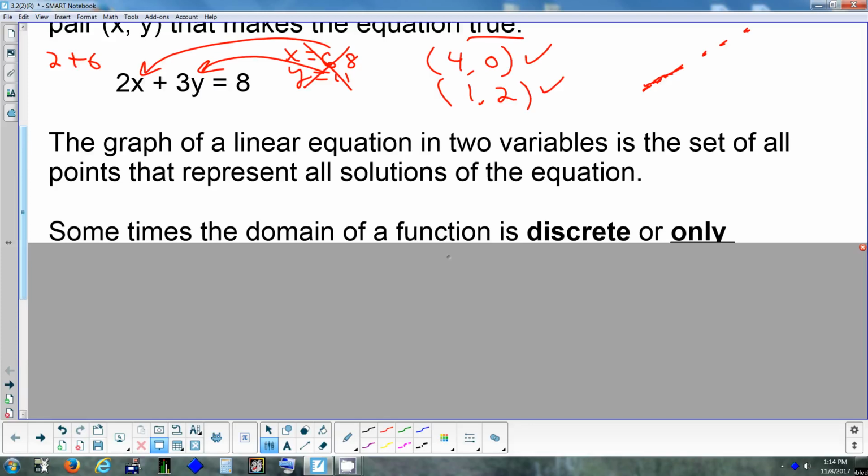So that's the big difference between discrete and continuous. Discrete, you skip. Continuous, you don't skip. Okay, and we'll try a few more examples, and you're just going to have to figure out, is it discrete or continuous?